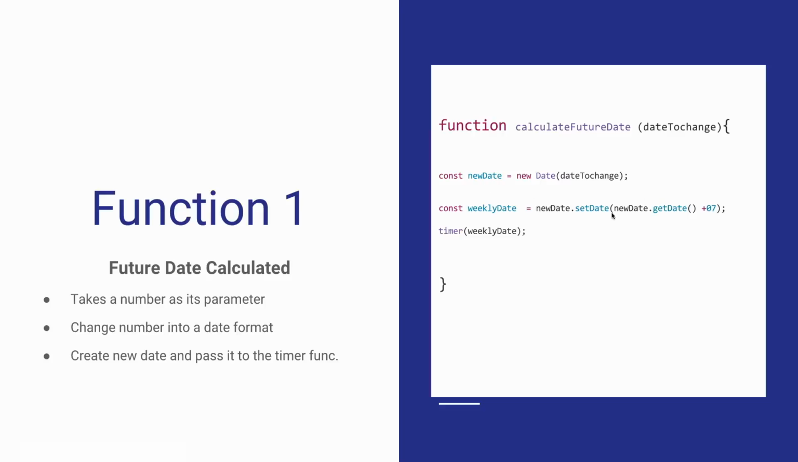So we're going to then add 7 days onto that new date that we just got, because this is a weekly timer. And so if you have an event that goes like every day, you're going to put 1 here instead of 7, right? Or every 3 days is going to be 3 instead of 7. So once we get that new date adjusted, we're going to pass it into the timer function. All right, so let's go ahead and make our first function, the future date calculated function.